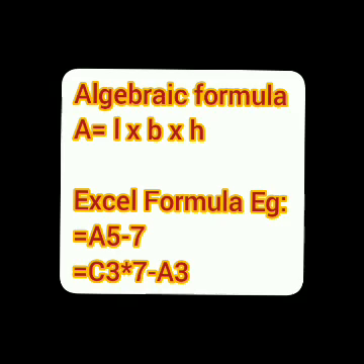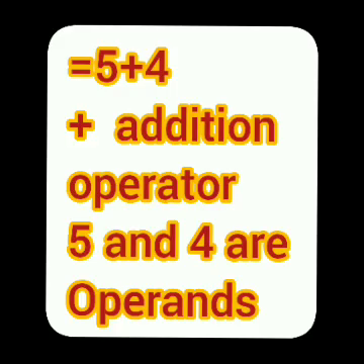So we must know what an operand is. Operand means the data on which operation is to be done. For example, if there are two values to be added like 5 and 4, then the formula will look like equal to 5 plus 4 in MS Excel. Equal sign, then 5 plus 4. Here plus is the operator. It indicates addition operation. And what are these 5 and 4? This is the data on which addition is to be performed. So 5 and 4 will be known as operands.